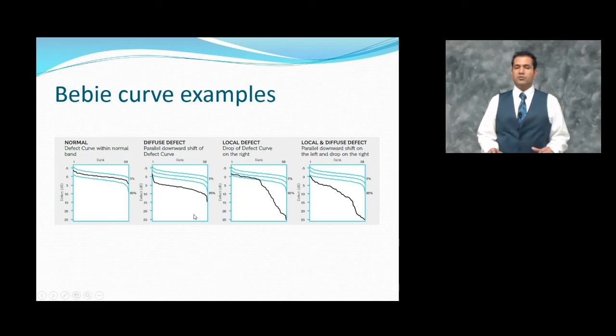Here are some examples of the Bebie curve. Here's a normal patient. The Bebie curve is falling within the normality indices. Here you see a diffuse defect. This could be due to cataract. You see the Bebie curve is shifted down. Here you're seeing a local defect where part of the Bebie curve is normal, but then there is a sudden drop down, or you're seeing a mixed defect that has a localized and a diffuse defect, meaning that part of the Bebie curve is parallel to the normality indices and then subsequently drops off.